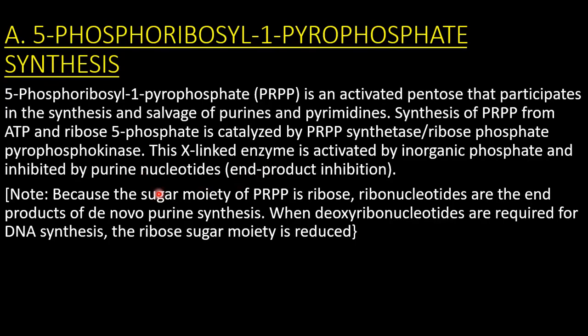Now, because the sugar moiety of phosphoribosyl pyrophosphate is ribose, ribonucleotides are the end products of this de novo purine synthesis, and they are used in RNA synthesis. Now, when we need deoxyribonucleotides for DNA synthesis, the ribose sugar is usually reduced by the ribonucleotide reductase.